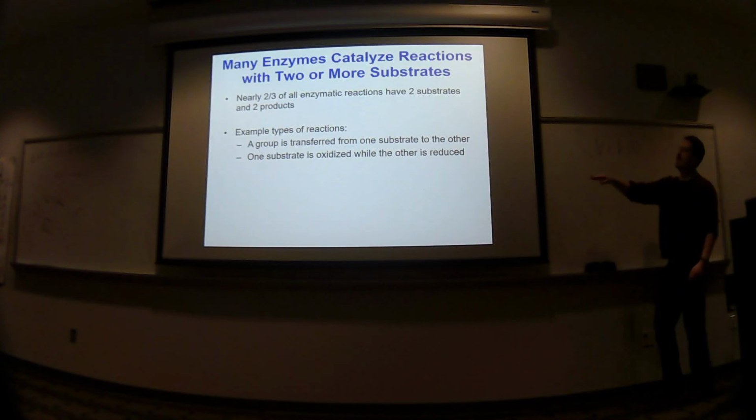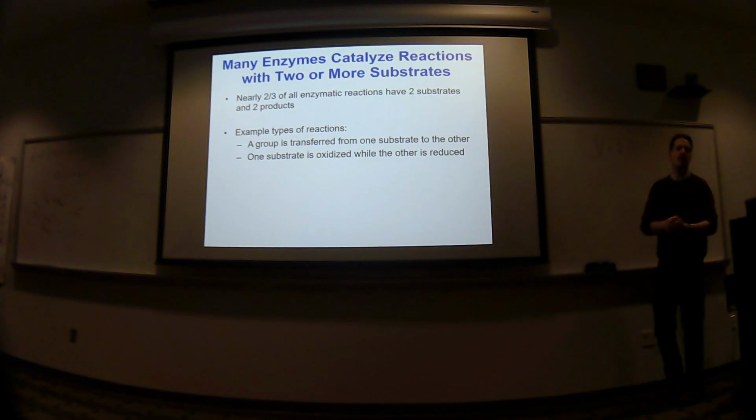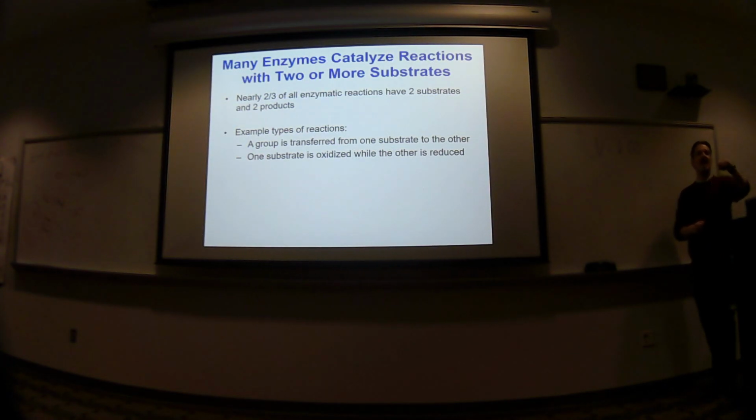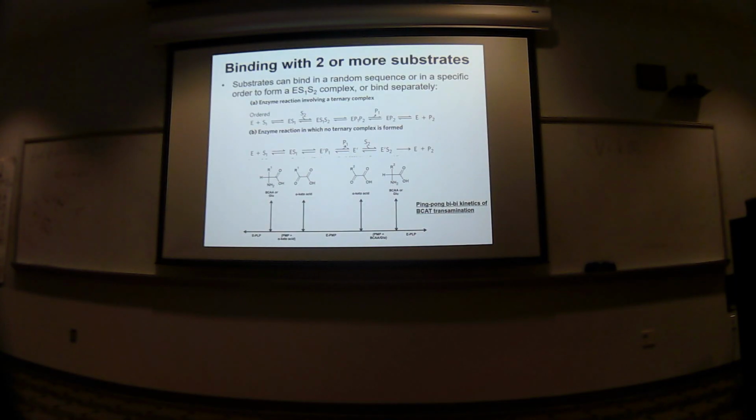Or you can have a different type of reaction where two things come in, one gets oxidized, one gets reduced, and then they leave as the respective oxidized or reduced version of each other. So for instance, NAD comes in and leaves as NADH, while at the same time something else comes in, let's say pyruvate comes in and leaves as acetyl-CoA. So one thing gets oxidized, one thing gets reduced because there's a transfer of electrons between them.